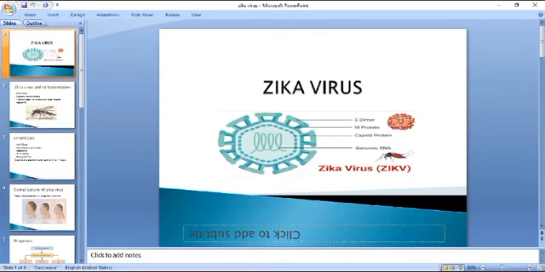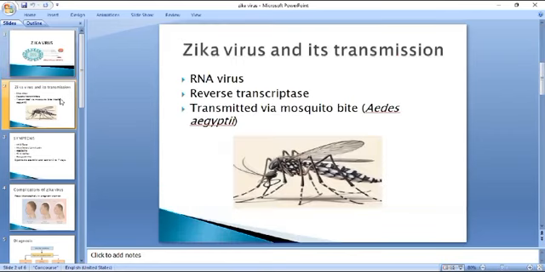Zika virus disease was first identified in 1947 in rhesus monkeys in Uganda, and then it was subsequently identified in humans as well. First of all, we are going to discuss what Zika virus is and how it is transmitted. So basically, it is an RNA virus which also has reverse transcriptase. As a result of that, it uses its reverse transcriptase that is very similar to that of HIV. This virus can be found in blood, urine, semen, saliva, cerebrospinal fluid, breast milk, and amniotic fluid.